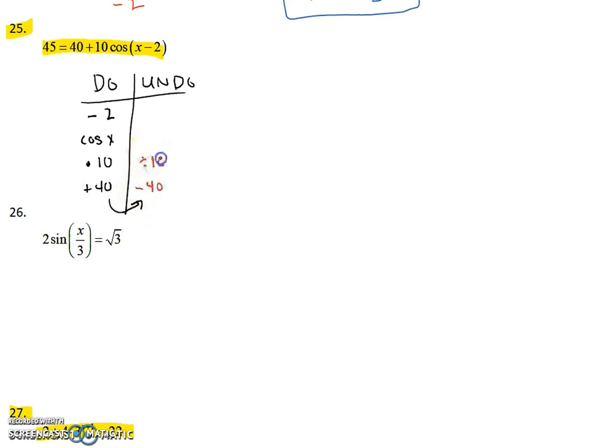So going up, in reverse order more so, you're going to subtract 40. You'll divide by 10 to undo multiply by 10. We'll use the inverse cosine to undo cosine. And then you'll add 2 to undo subtracting 2.